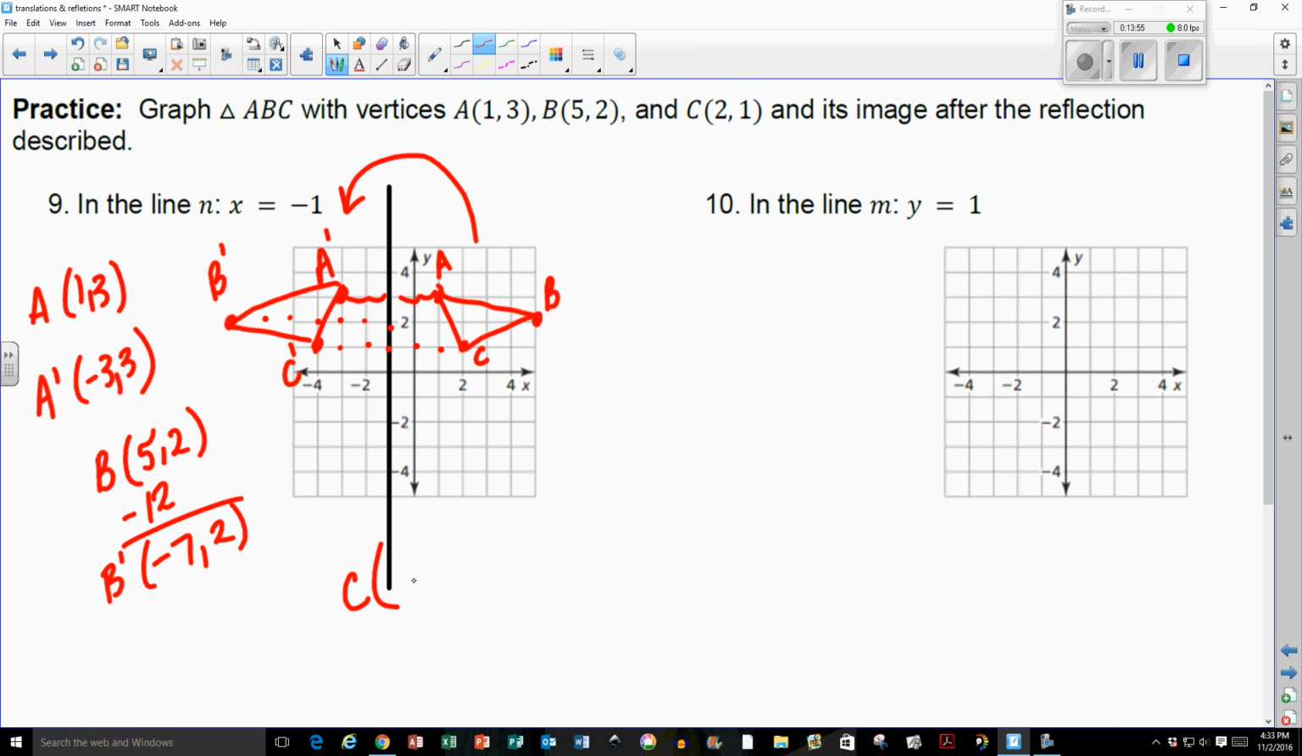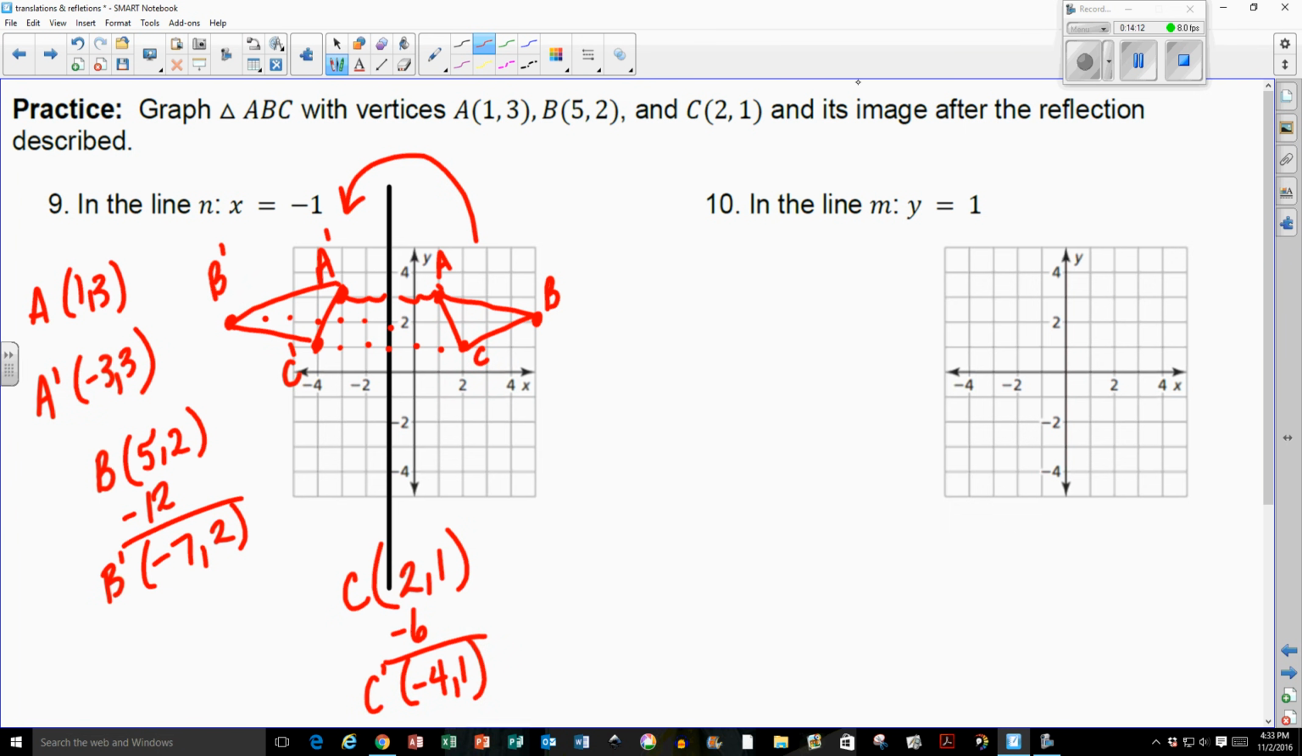C is at 2, 1. So how far is C? Well, 3, double it, so it's 6 away. So that's negative 4, 1. And there's your C prime.